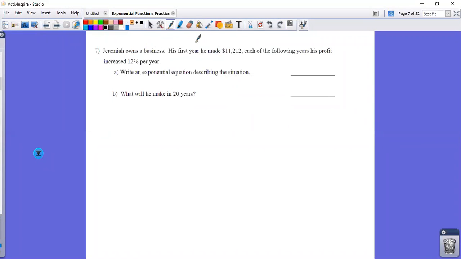He owns a business. The first year he made that. Each of the following years his profit increased. So this is growth by 12%. So it started at 11,212. It is growing 1 plus 12%, 0.12 for t years, and then plug the 20 in. That one's not too bad.